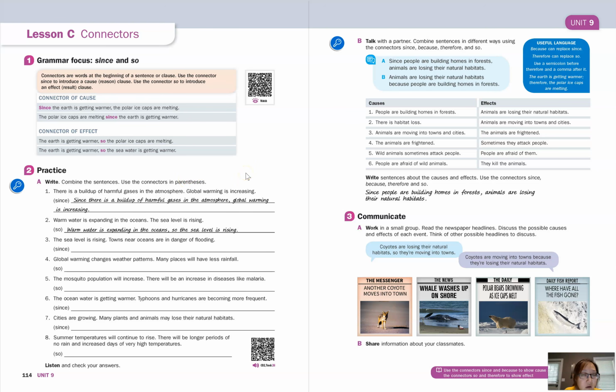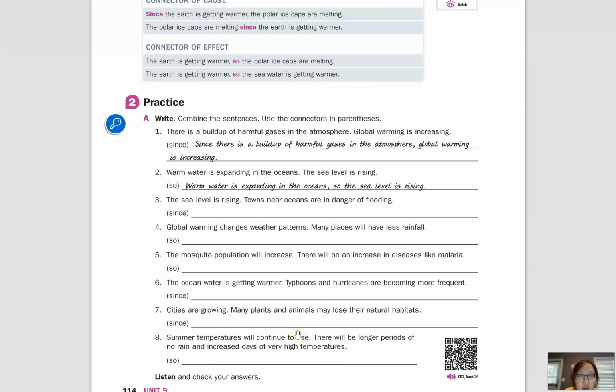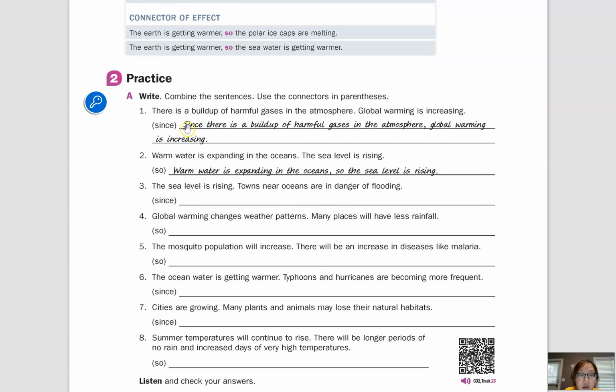Okay, so now let's look at exercise 2, practice. It says combine the sentences. Use the connectors in parentheses. So let's look at number 1 together. There is a buildup of harmful gases in the atmosphere. Global warming is increasing. Okay, and then we need to use since, which is a cause clause.